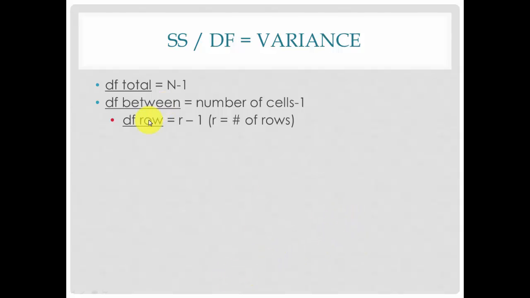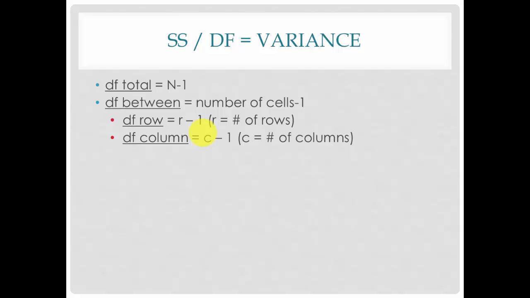So let's start with degrees of freedom row. To calculate the degrees of freedom for our row, our first main effect, the symbol for that is R minus 1, where R means the number of rows. So if you have two groups in your independent variable, then you're going to have 2 rows, so the degrees of freedom row is going to be 2 minus 1. If you have 3 groups of your first independent variable in your row, then you're going to have 3 rows, and it's going to be 3 minus 1, so 2 degrees of freedom for rows.